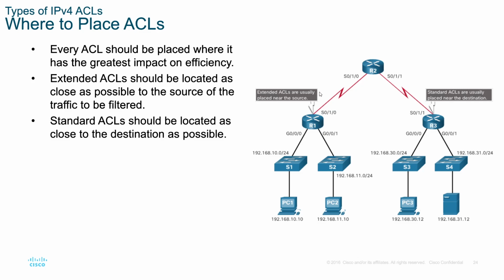Whereas with an extended ACL, we specify the source, the destination, the protocol, the ports, so we have very distinct control over the traffic, and only exact matches to that will be filtered. So we can put that as close to the source as we can. That way we save all these intermediate network resources from processing any traffic that is eventually going to be dropped.